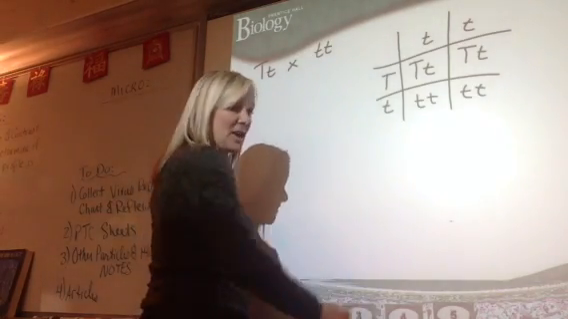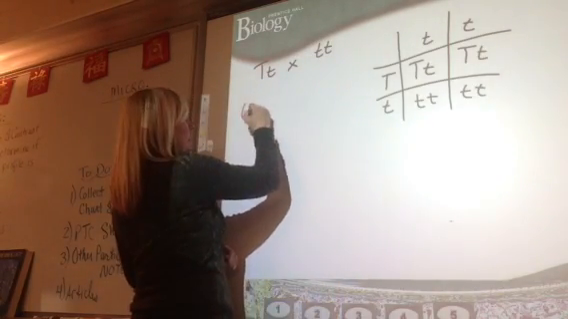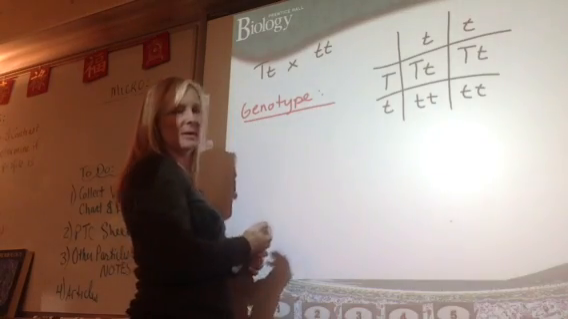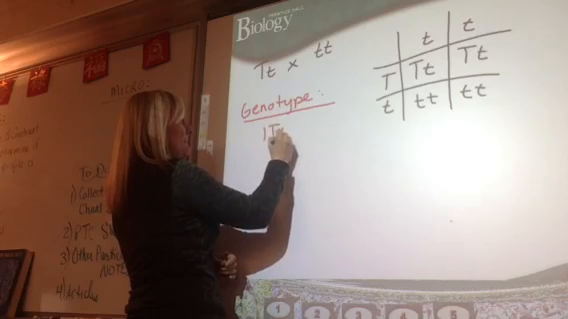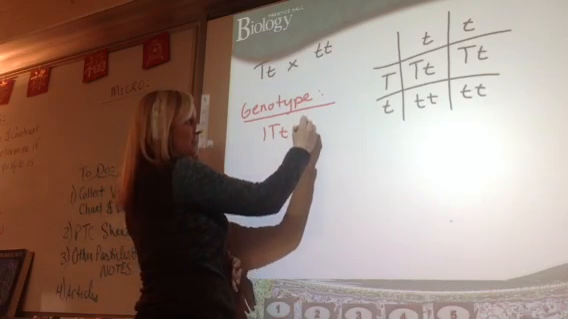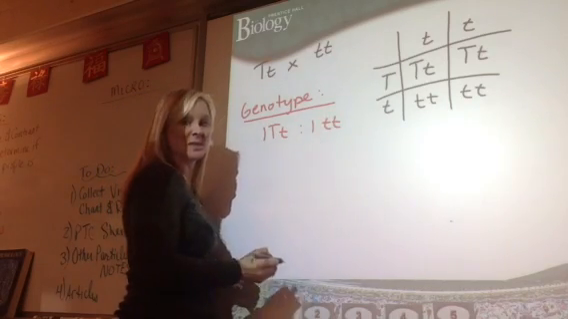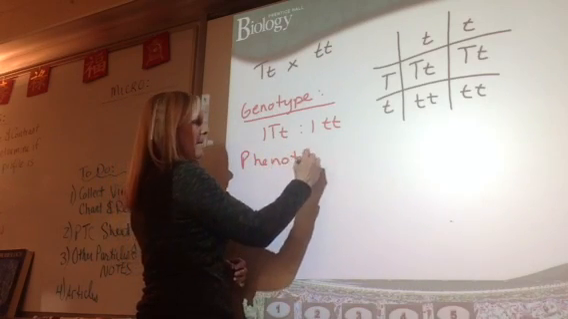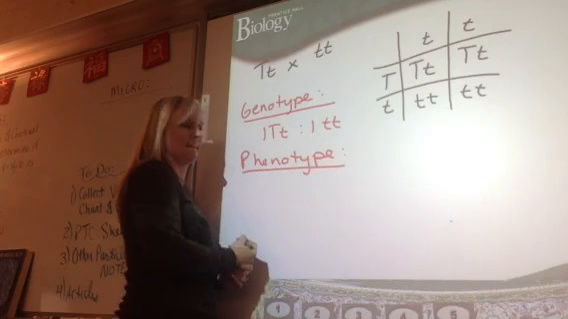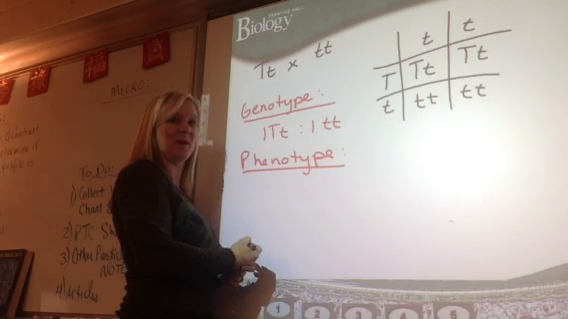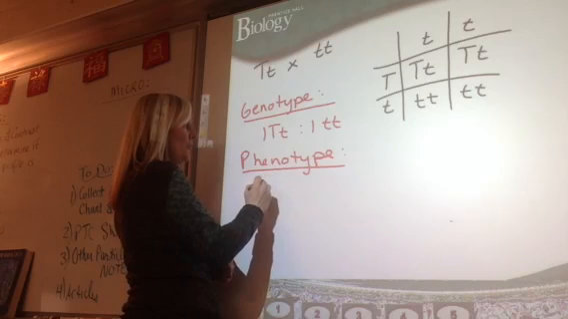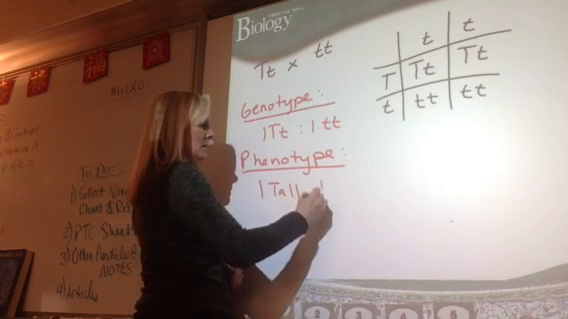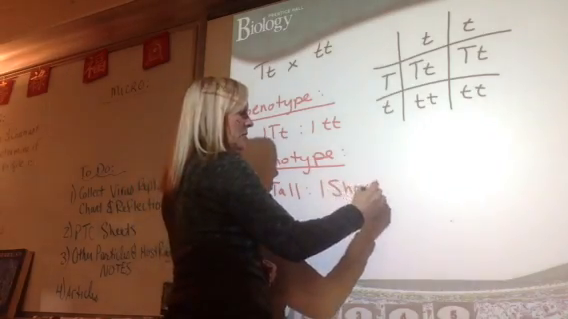Now, things are changing on me, right? My genotype ratio, I have 1 heterozygous to 1 homozygous recessive. My phenotype ratio, is it the same as it was before, or is it different? Hopefully you're seeing that I've got 1 tall to 1 short.